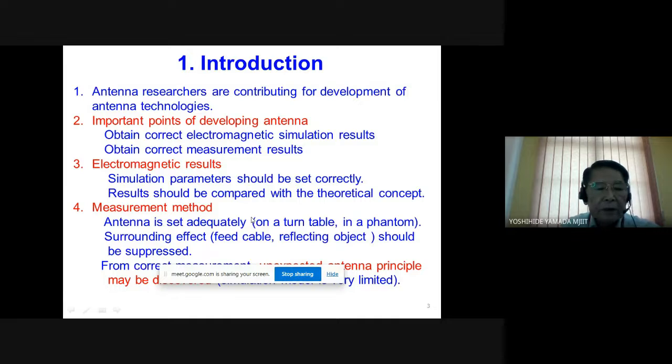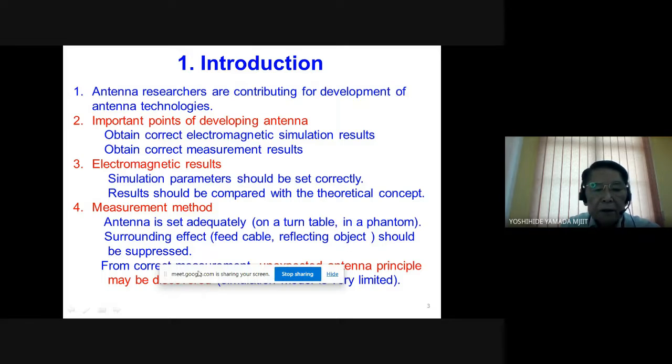Next, to obtain the correct measurement method, antenna is set adequately on a turntable or in a phantom. A surrounding effect should be suppressed, the surrounding effect of feed cable and reflecting objects and something.